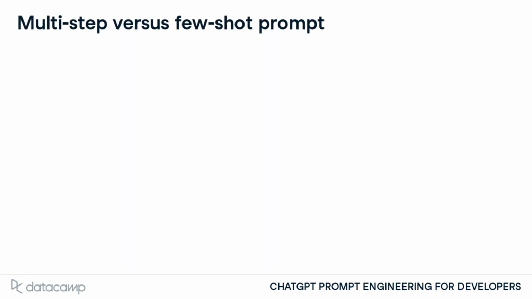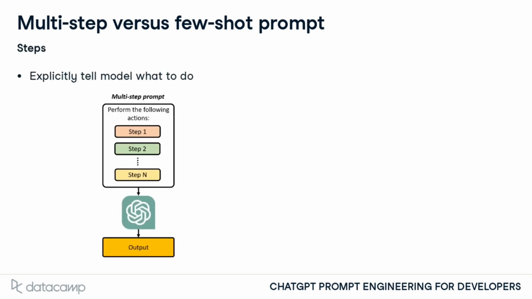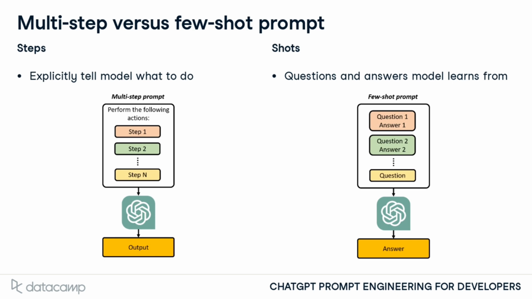Let's review the differences between multi-step and few-shot prompts. While both steps and shots play crucial roles in controlling the model's behavior, steps are instructions that explicitly tell the model what to do. They act as a roadmap for the model by providing specific guidance. Shots are example questions and answers that the model learns from. They demonstrate how the model should respond to certain inputs. The model observes these examples and learns to generalize from them.